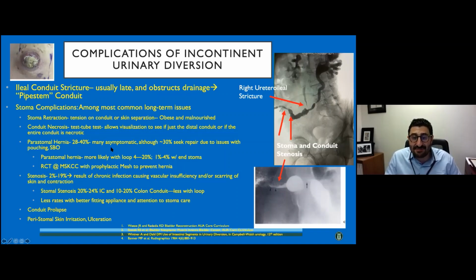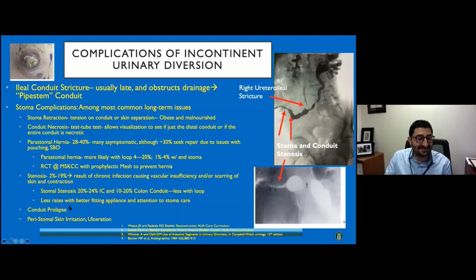Many of these are asymptomatic, but about a third seek repair due to issues with pouching or bowel obstruction. It is more common, like I said, with a loop. Memorial Sloan Kettering is actually doing a trial using prophylactic mesh to prevent these. Stomal stenosis can be a result of chronic infection and vascular insufficiency or scarring at the skin level. We see this in 20 to 24% in ileal conduit and 10 to 20% in colon conduits, but it's less common with loop ostomies.